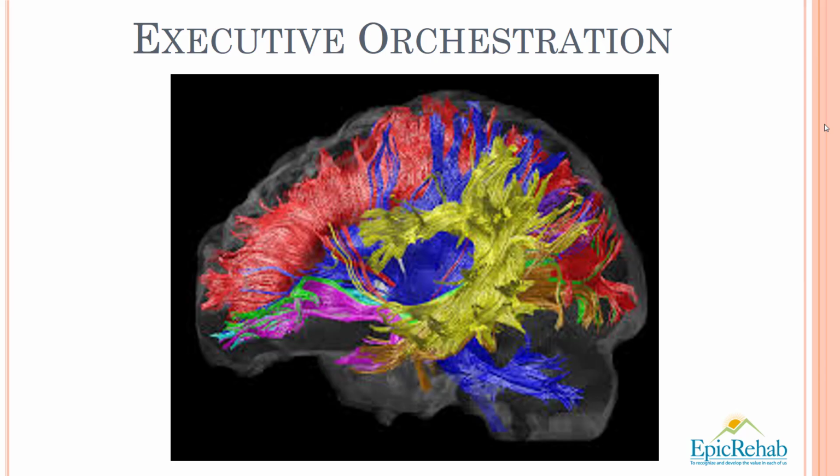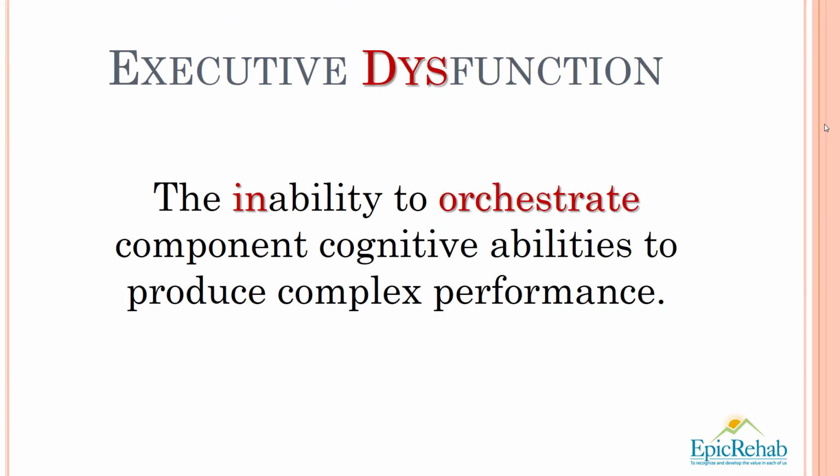The disruption of these axonal connections by concussion, stroke, physical insult, or illness interferes with cognitive component orchestration. The inability to orchestrate component cognitive abilities produces executive dysfunction. Executive dysfunction creates several disabling limitations. I want to present three of the most important to you in this video lesson.